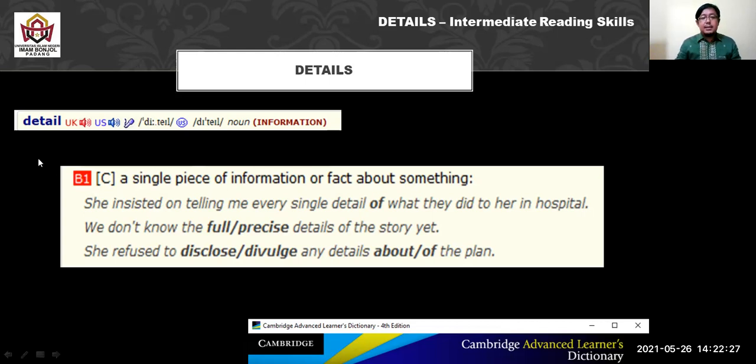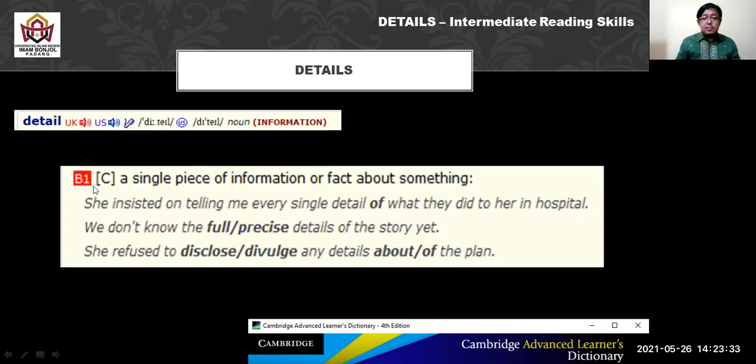This is countable, kata detail, dalam bentuk noun. Kalau temanya berhubungan dengan information, maka didefinisikan sebagai a single piece of information or fact about something. Ini yang harus digarisbawahi. Jadi di sini digarisbawahi dalam bentuk sebuah informasi yang single, tunggal, atau fakta tentang sesuatu. It could be real or abstract. Ini saya ambil dari Cambridge Advanced Learner's Dictionary. The credit goes to Cambridge Advanced Learner's Dictionary, but in this video I'm explaining it, I'm using the Cambridge to support my description.